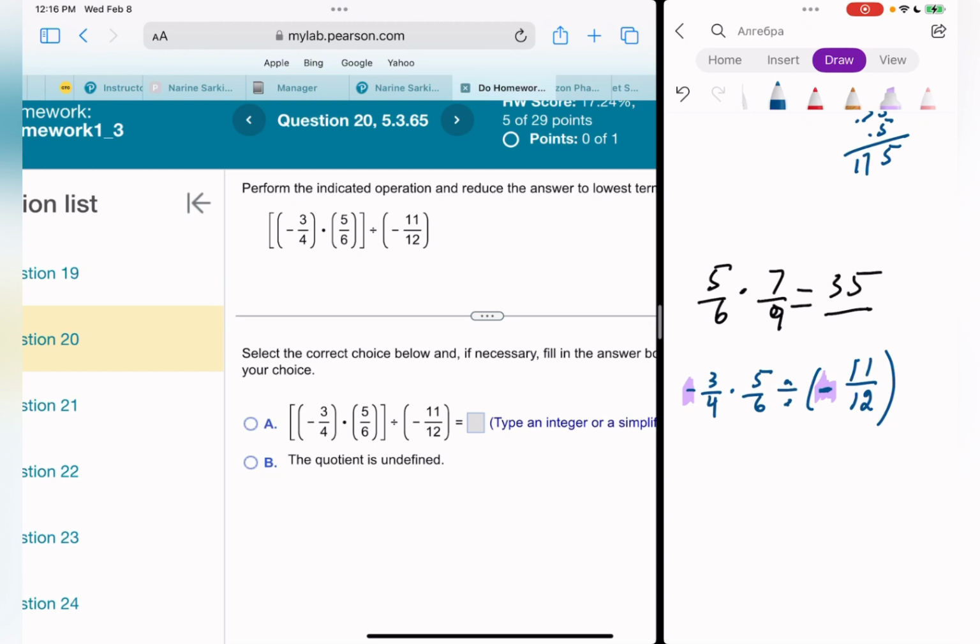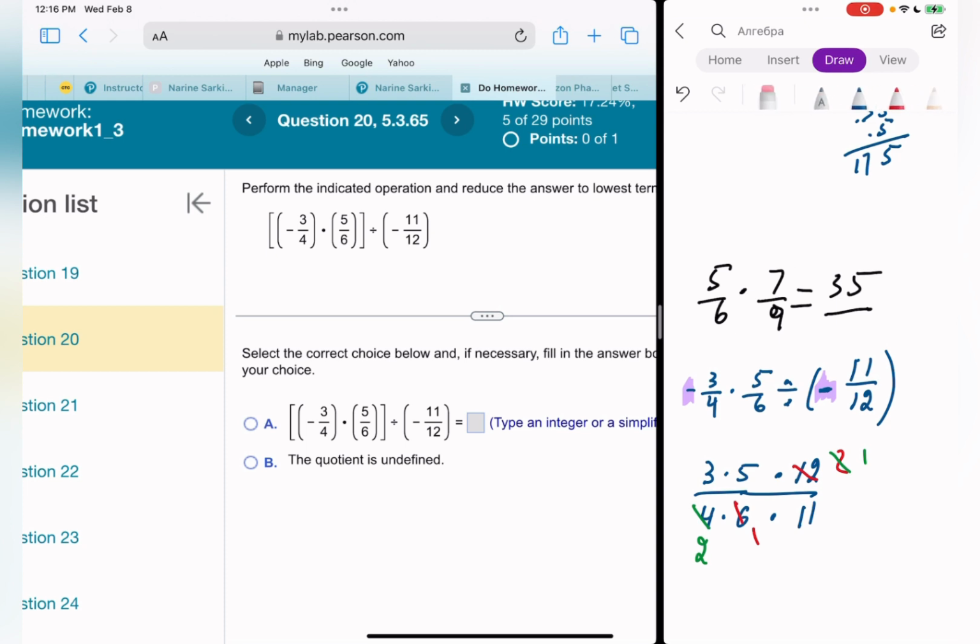I'm going to do exactly the way I did in the previous problem, which means 3 times 5, 4 times 6, and flipping, because it's division by 11 over 12, I'm flipping, it's getting 12, and here is 11. Okay, let's see how I can reduce. 6 and 12 by 6. This is 1, this is 2. 4 and 2, I can reduce by 2. This is 1, this is 2, right? What else? 3, 5, those are prime numbers. Prime numbers are the numbers that you can divide only by 1 and by itself. 2 and 11, you can't divide by anything else.